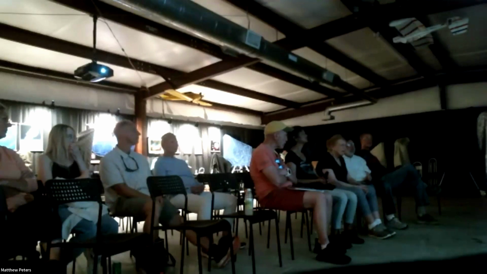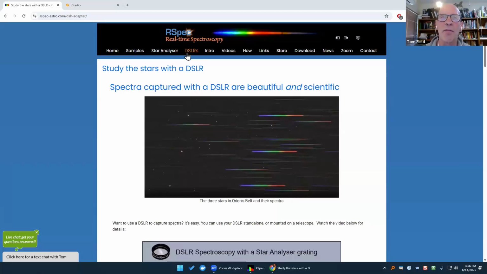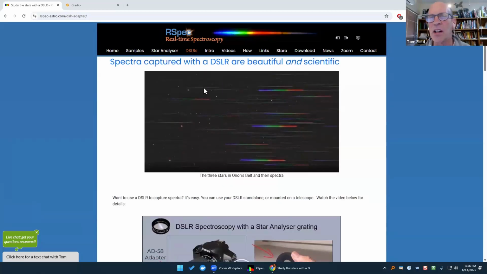What about using a DSLR? Absolutely. With a DSLR, I'll share my screen here for a second. There it is. Let me just hit share. There. So this is the DSLR link on our site, and that's the DSLR image of Orion's belt that I showed you earlier.